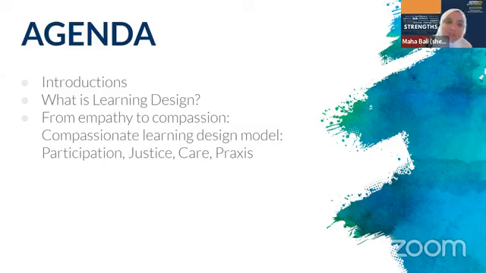Okay. So for today, we're going to do some introductions and talk about what's learning design, and then go to compassion and our compassionate learning design model, which has 4 elements mainly: participation, justice, care, and praxis. We've got a couple of papers on this and some diagrams that we use to help explain it better. So we'll take you through these and give you examples.